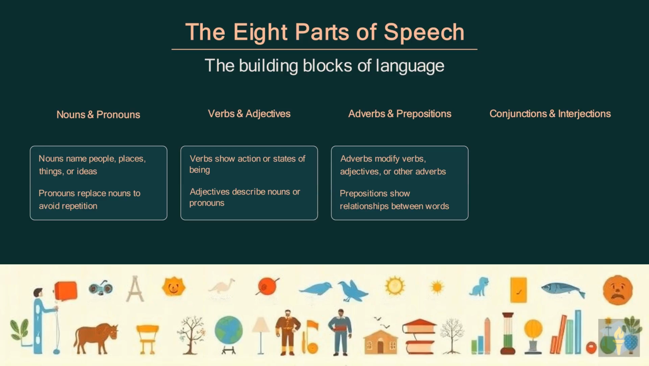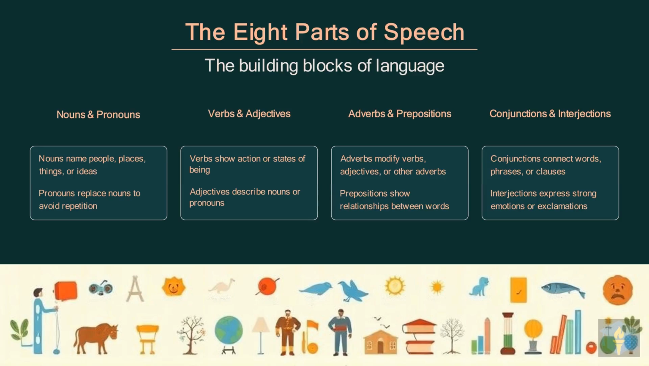Finally, we have conjunctions and interjections, which help us structure and express emotion. Conjunctions act as connectors, joining words, phrases, or clauses to form more complex sentences. Interjections are powerful words that express strong emotions or exclamations, adding emphasis to our speech.